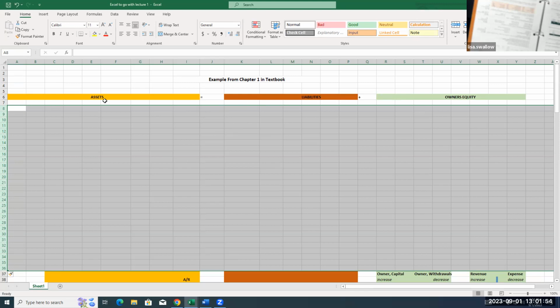Also, I'd like it if you could open your book to QS 1-11, Quick Study 1-11, because we're going to take a look at that. We're going to review the accounting equation, and then we're just going to start practicing putting transactions into this.